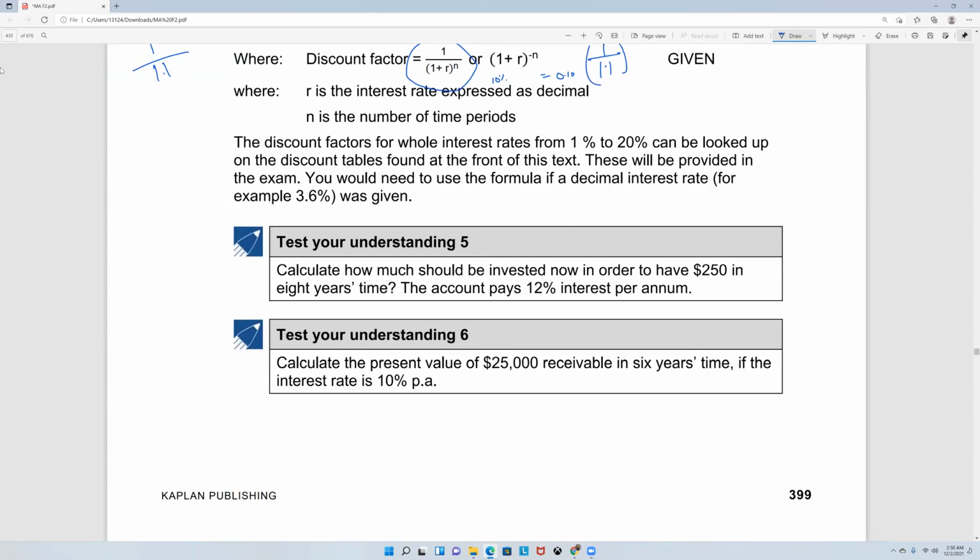430 was the page number. How much should be invested now in order to have $250 in 8 years time? In 8 years time, we need to have $250, and that account pays 12% per annum. And calculate the present value of $25,000 receivable in 6 years time if the interest rate is 10%. I'm giving you guys 5 minutes to do this particular problem.